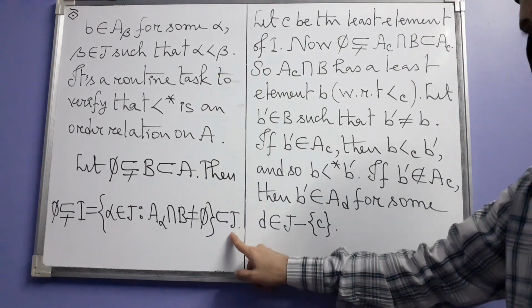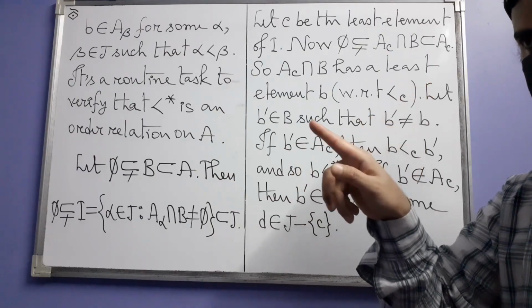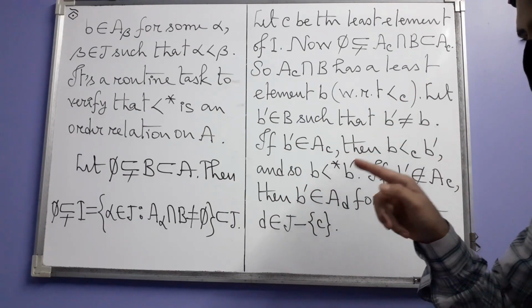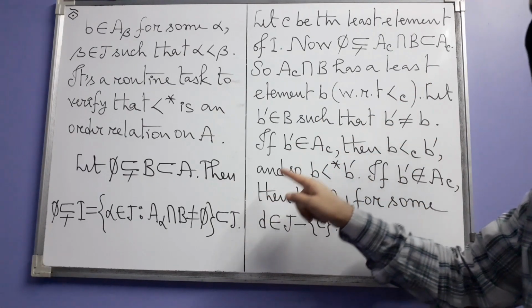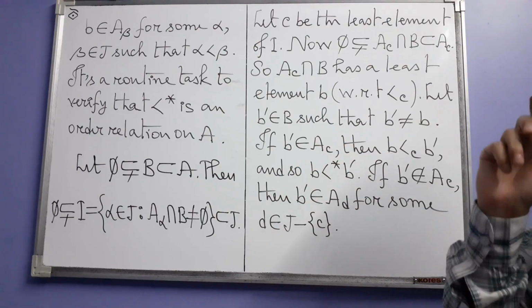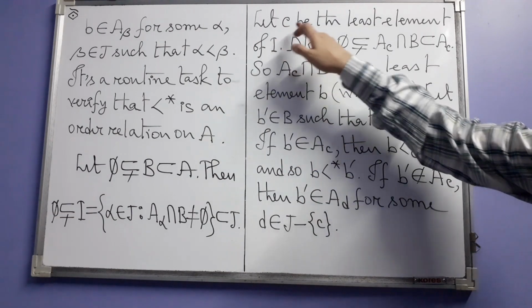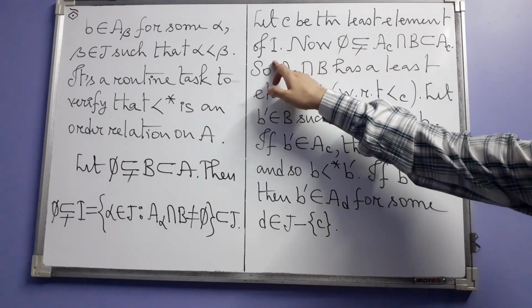Now J itself is well ordered with respect to this order relation. So I, being a non-empty subset of J, will have a smallest element with respect to that order. Let C be that smallest element of I.